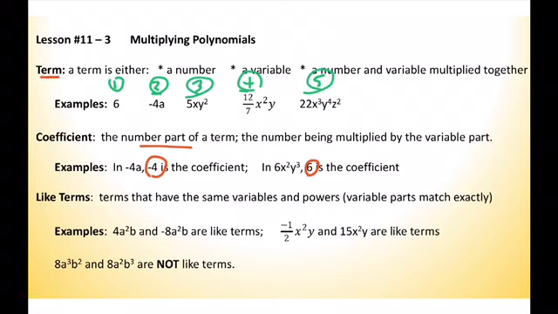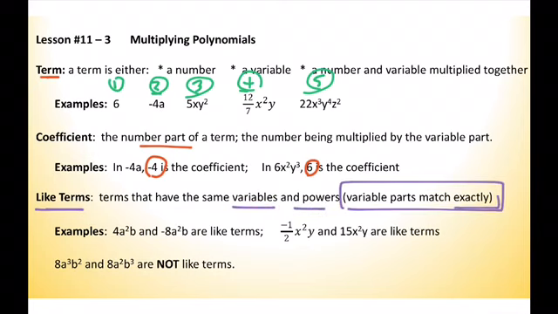Okay, like terms, that's what we were just talking about in the warm-up. If you have the same variables and the same power, the variable parts have to match exactly. What does exactly mean? It means no variation at all with the variables. So for example, 4a squared b and negative 8a squared b are like terms because the variable parts are exactly the same. Negative 1/2 x squared y and 15x squared y are like terms. So I could add or subtract them if they are like terms.